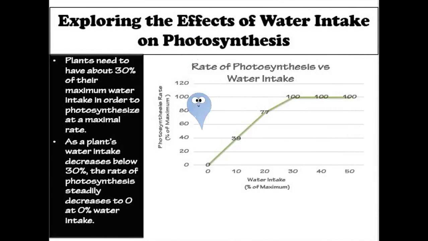When we explore the effects of water intake on photosynthesis, we find that plants need about 30% of their maximum water intake in order to photosynthesize at a maximal rate. As a plant's water intake decreases below 30%, the rate of photosynthesis steadily decreases to zero at 0% water intake.